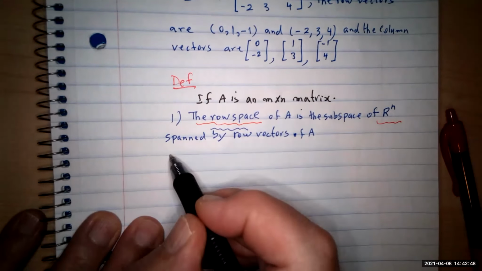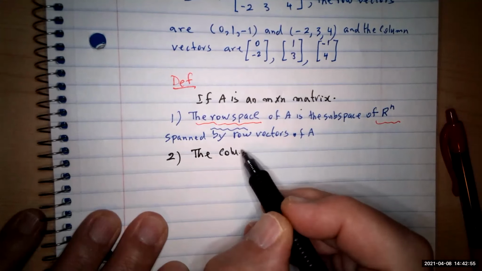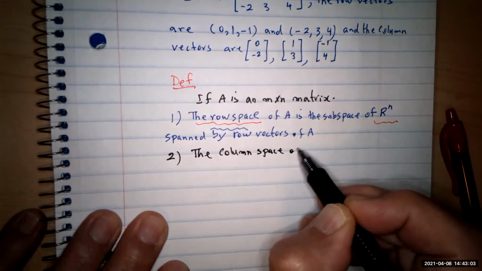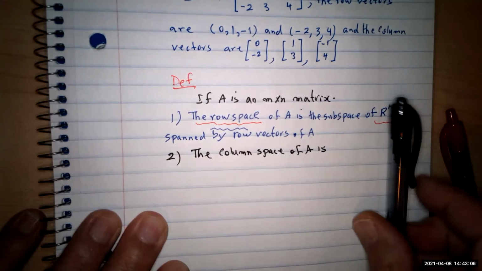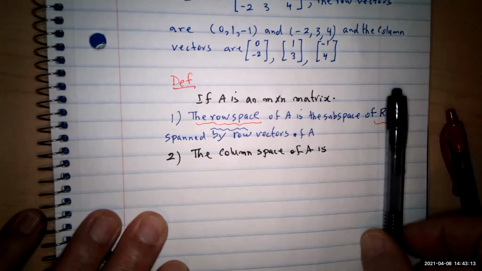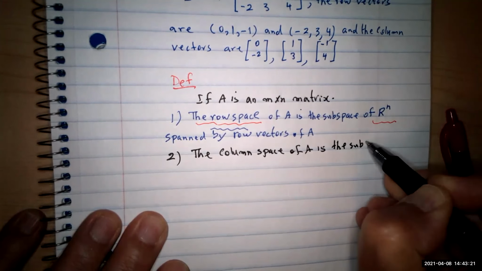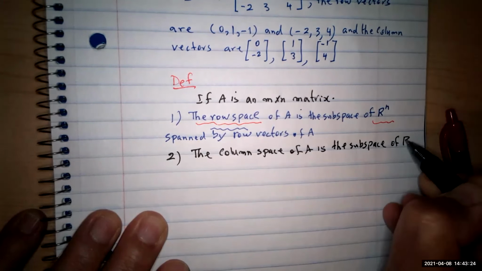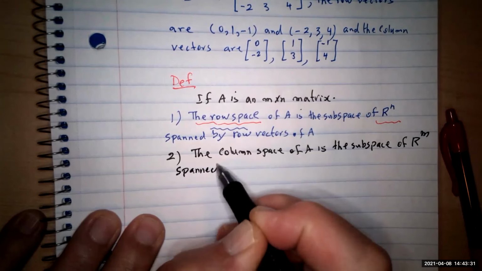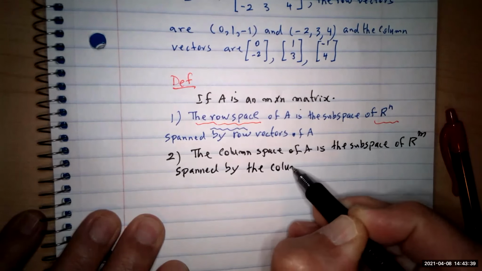Now similarly, the column space of A. It's made of columns, but the coordinates depend on the rows, so they are going to be in Rm. The column space of A is a subspace of Rm spanned by the column vectors.